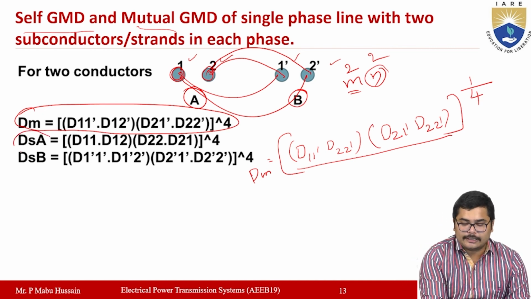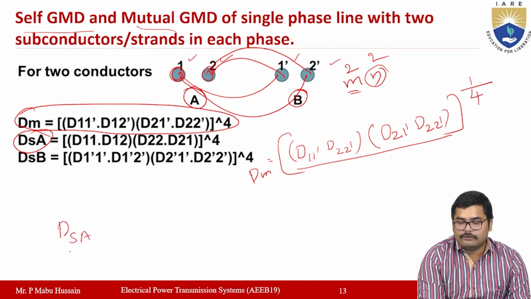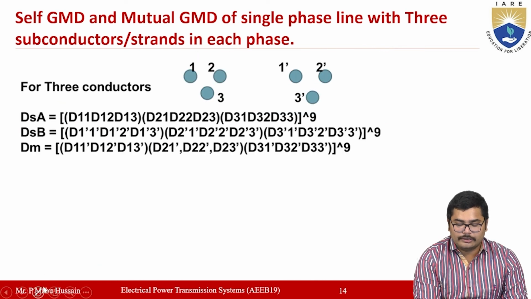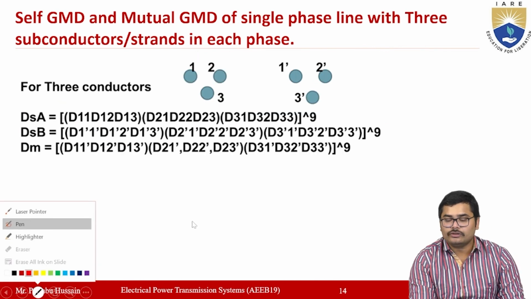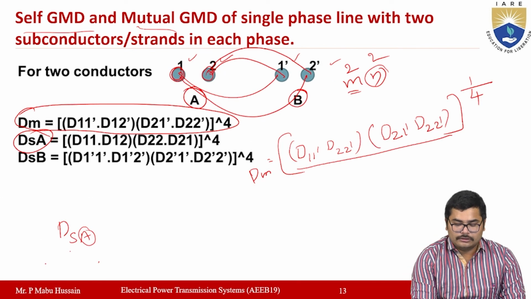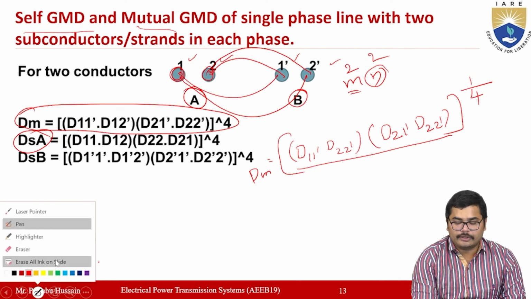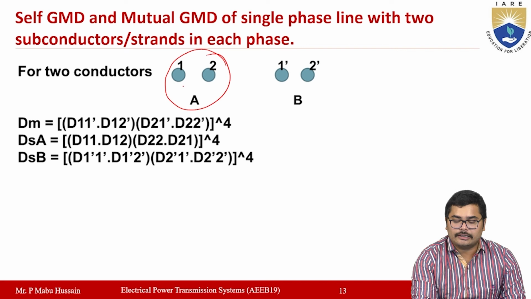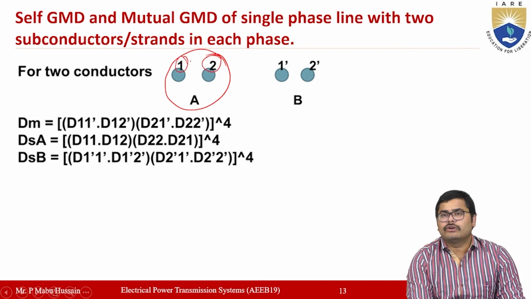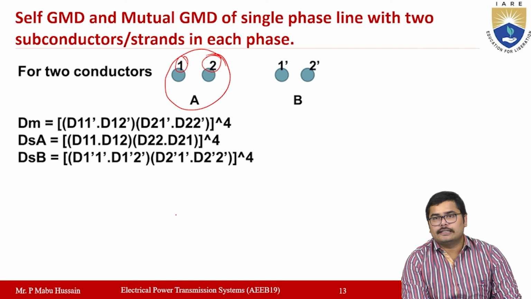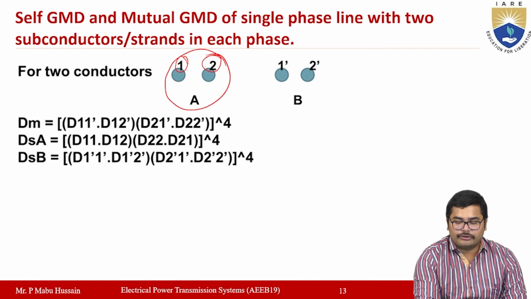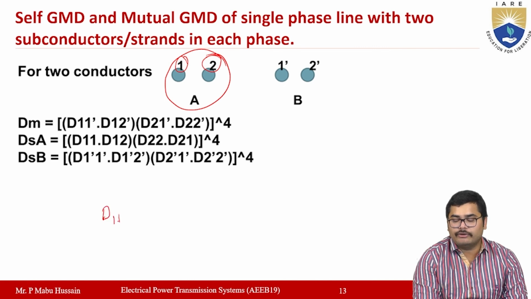Now dsA, which is called the self GMD of conductor A. While writing the self GMD of conductor A, you have to consider only the subconductors in conductor A. We are writing the self GMD for conductor A, which has subconductors 1 and 2. Now you have to write the distances between these subconductors in the same conductor A. If you take the first conductor, the self distance will be d11, and then another distance is d12.